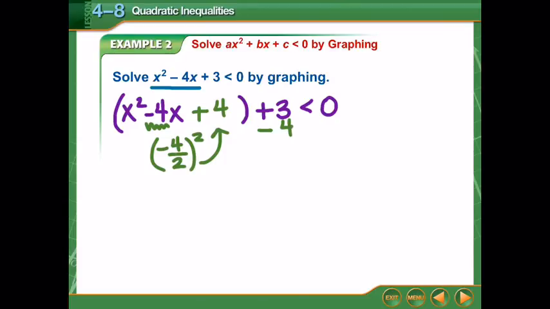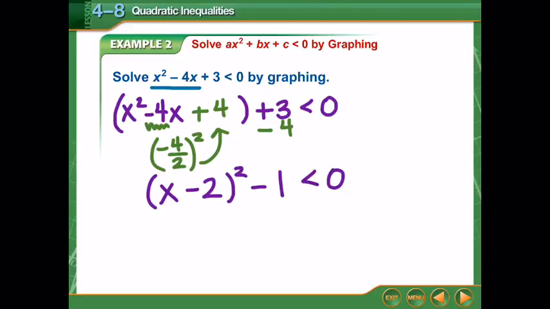So when I rewrite this as a perfect square, it's always going to be x and then the number before you squared it. So negative 4 divided by 2 was a negative 2, all squared. And then I have 3 minus 4, which will be minus 1, is less than 0.